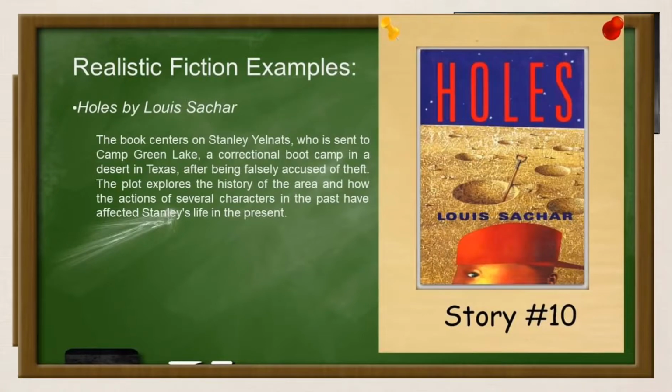So the last one on our list is Holes by Louis Sachar. The book centers on Stanley Yelnats, who is sent to Camp Green Lake, a correctional boot camp in a desert in Texas, after being falsely accused of theft. The plot explores the history of the area and how the actions of several characters in the past have affected Stanley's life in the present.